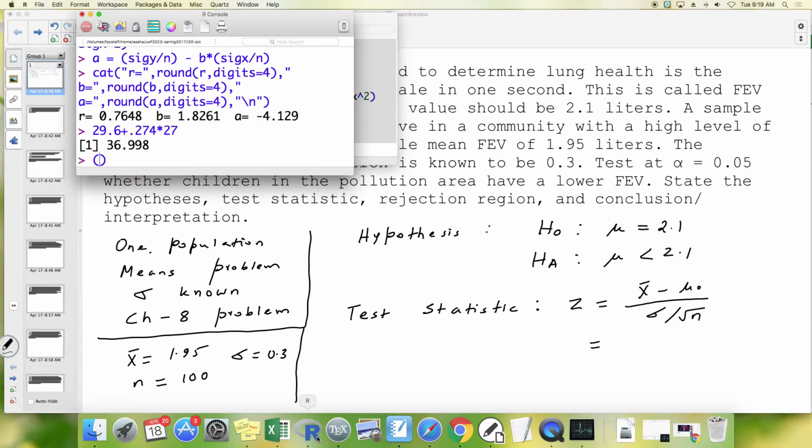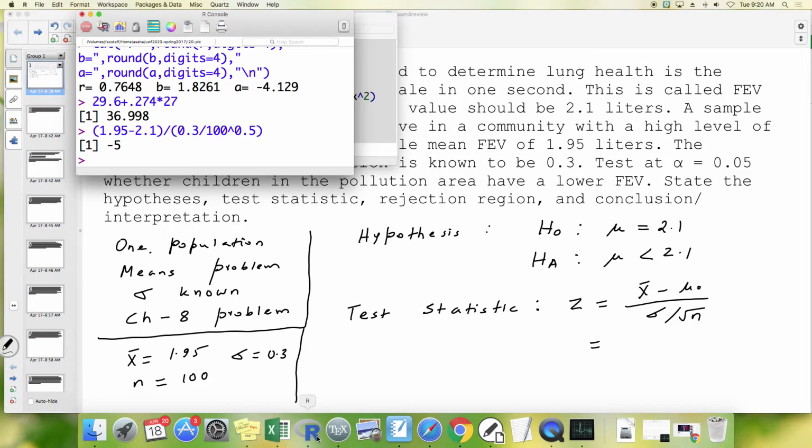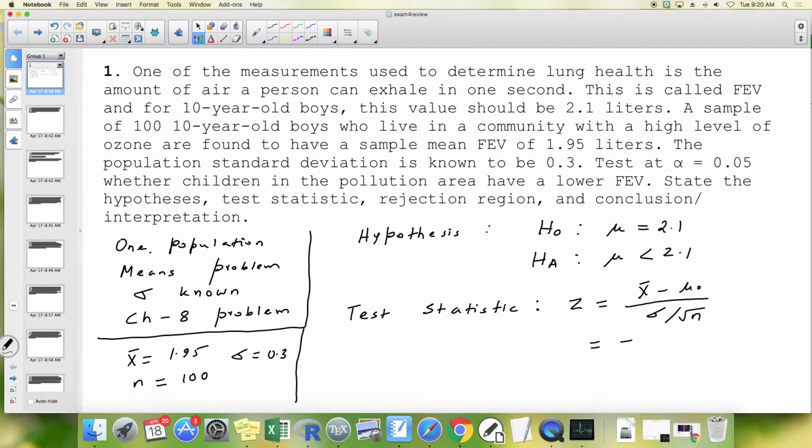X bar is 1.95, mu naught is 2.1, divided by sigma is 0.3, divided by square root of 100. So 100 to the power 0.5. This comes out to be -5. All right. Okay. Next step, you can see, find the rejection region.